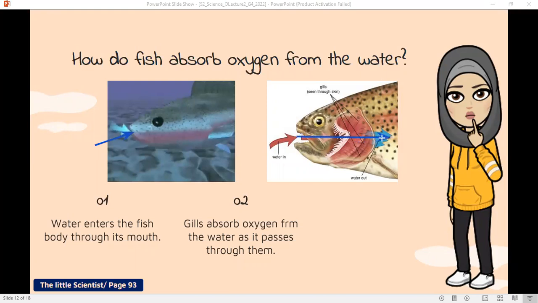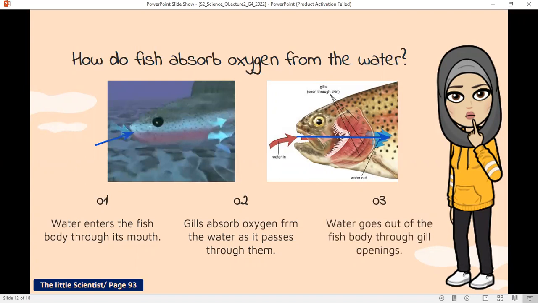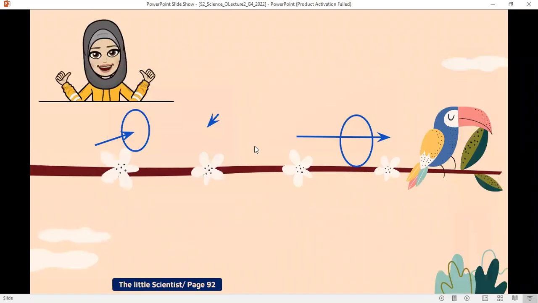But before it goes out, these gills, these red parts, take oxygen from the water before the water comes out of the fish body. So 3 steps. Water enters the fish body through the mouth. This is 1. The gills, these red parts, take the oxygen from the water, and then the water leaves the fish body through the gills opening because it is opened from here. Okay? The gills help a fish swim.